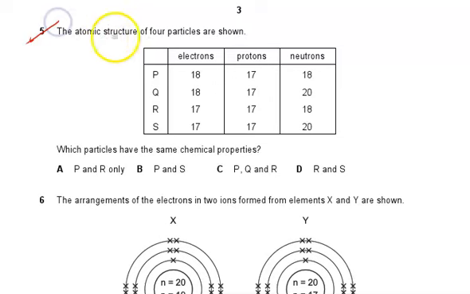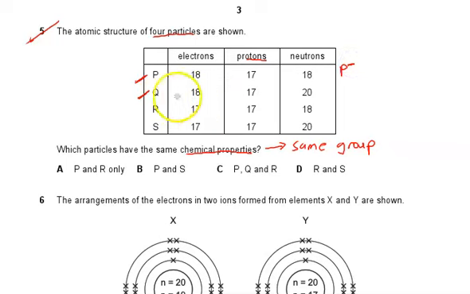Okay, number 5, the atomic structures of 4 particles are shown. We have P, Q, R, S. Which particles have the same chemical properties? If it's chemical properties, it must be in the same group. Now let us look at the protons. All we have are 17. Electrons, here we have 18 and 17. When you look at P and Q, you can see that it is 18 here, one higher than the proton number. So definitely this one will be negative.